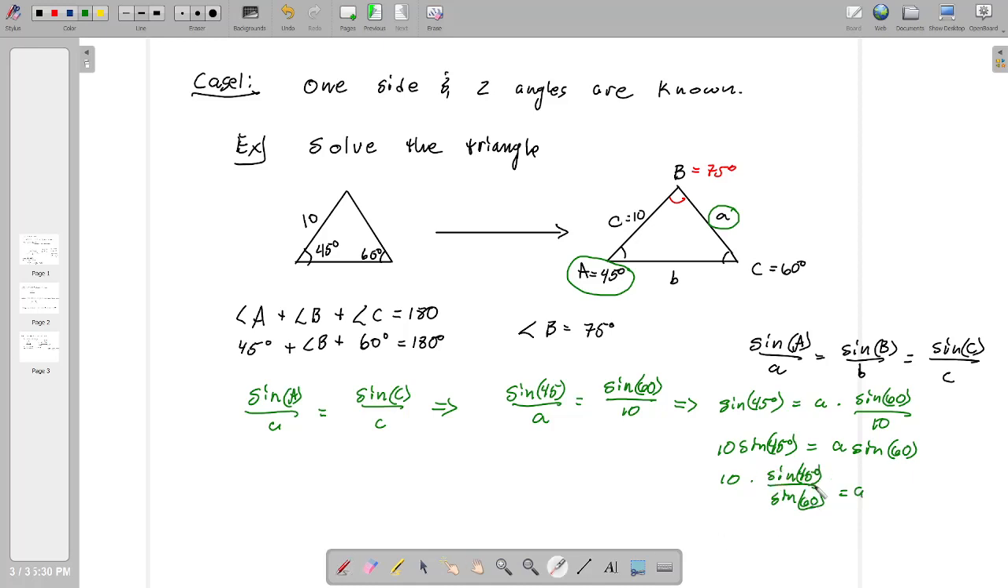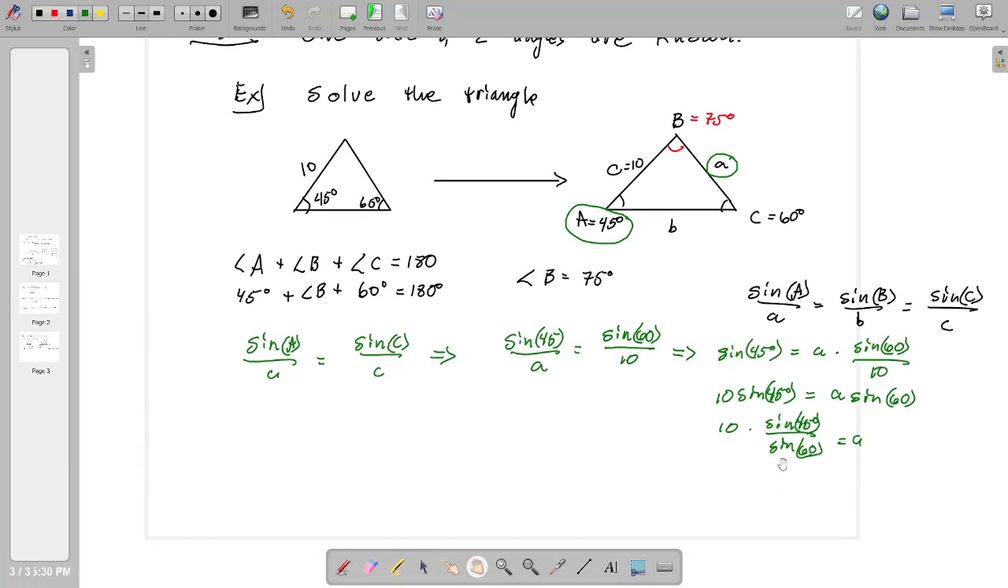We know what sine of 45 and sine of 60 are, so we can solve this very easily. Now, sometimes you'll need to use a calculator when you don't have an angle that's on the unit circle. In this case, they're on the unit circle, so we can solve it. Sine of 45 is, of course, root 2 over 2.